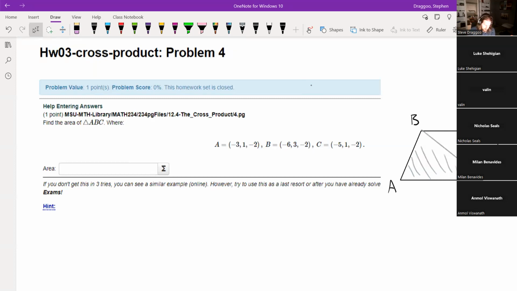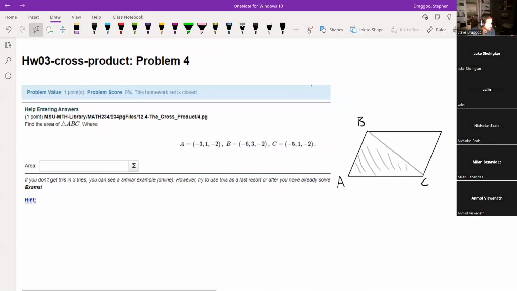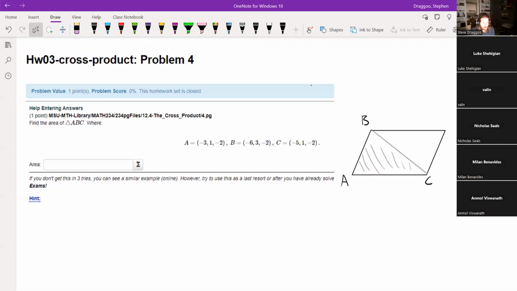So what do we have here? We want to find the area of triangle ABC where A, B, and C are each a point somewhere in space. If we look at the triangle we're talking about, it's this one that I've sketched over to the right. I've got my 3 points, A, B, and C. All together, they make a triangle. But in addition to that triangle, I'm drawing in the implied parallelogram that goes along with that triangle.